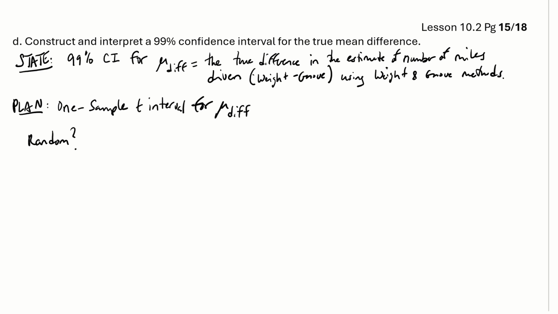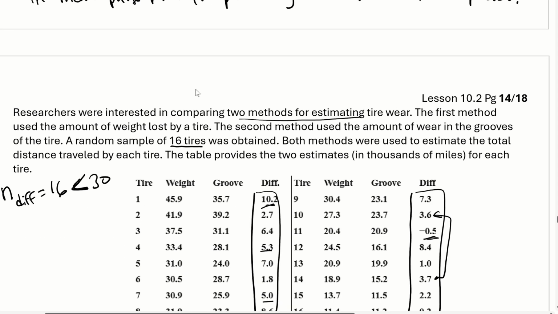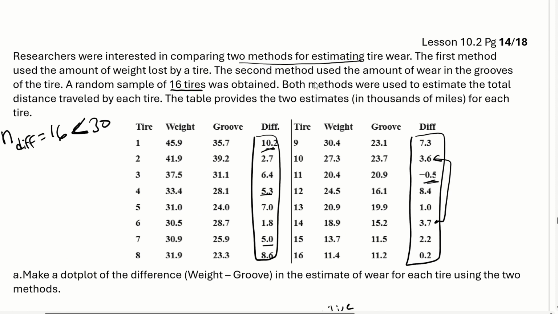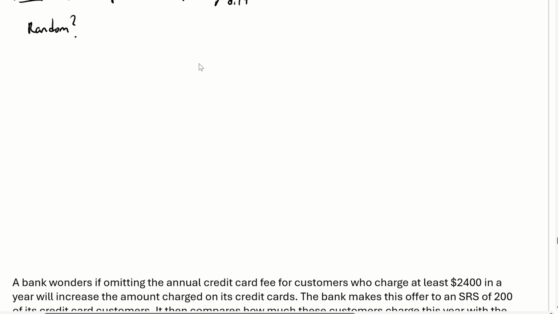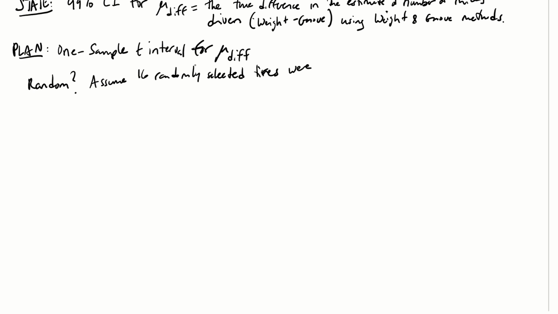So we got the random condition. In this case, if you look here, it says second method, both methods. The table provides two estimates for each tire, and they're comparing the methods. So we're going to assume random, assume 16 randomly selected tires were used. Okay, so we're going to assume that that's the case.